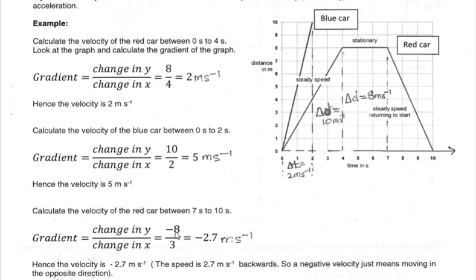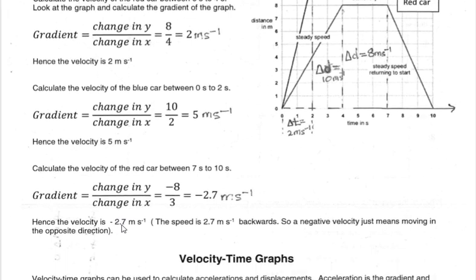So the change in y is minus 8 and the change in x is 3, so minus 8 divided by 3 is minus 2.7 meters per second. Hence the velocity is minus 2.7 meters per second. So actually the speed is 2.7 meters per second backwards, so a negative velocity just means moving in the opposite direction in this case.